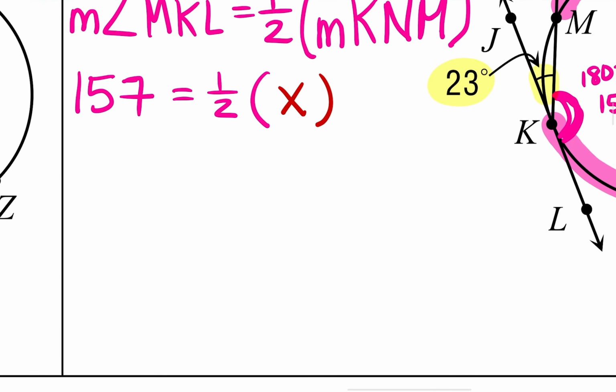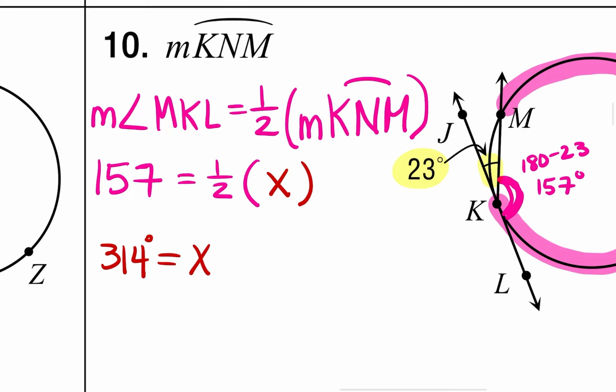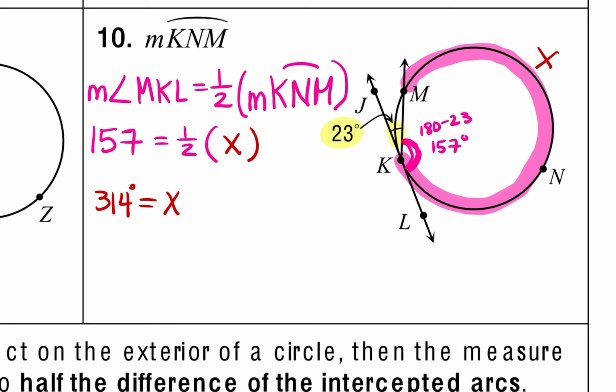Okay, dividing both sides by a half, we're going to get that X is equal to 314 degrees. And that problem is solved. Which makes sense because that's a very large arc that we have highlighted there. So for that to be 314 degrees, that looks very accurate.